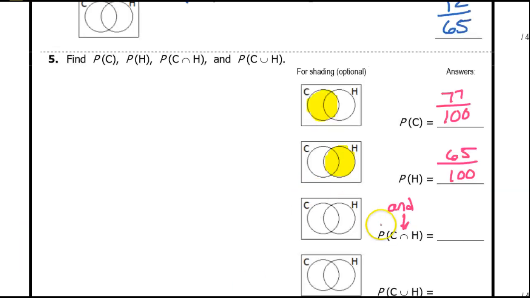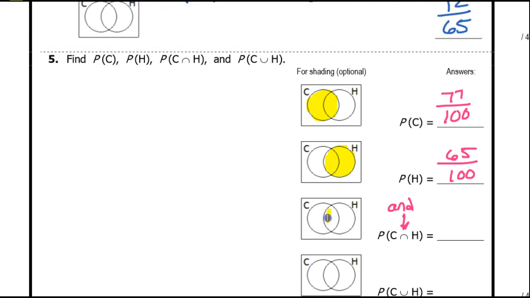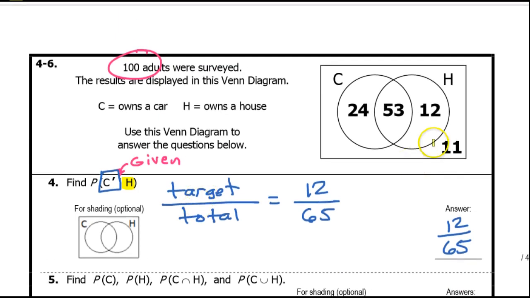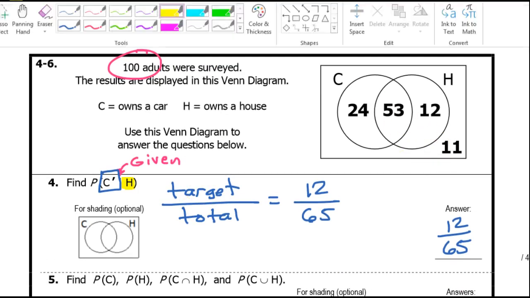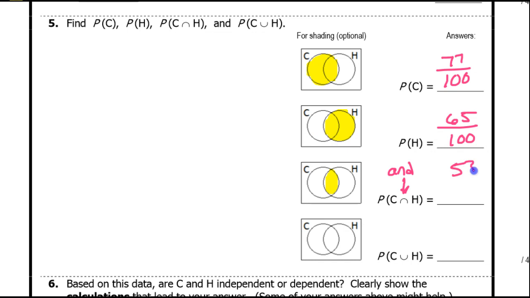Alright, so immediately if we're doing C and H, that tells us that we are talking about this portion of the Venn diagram right here, which is 53. So you know that's going to be 53 out of 100.